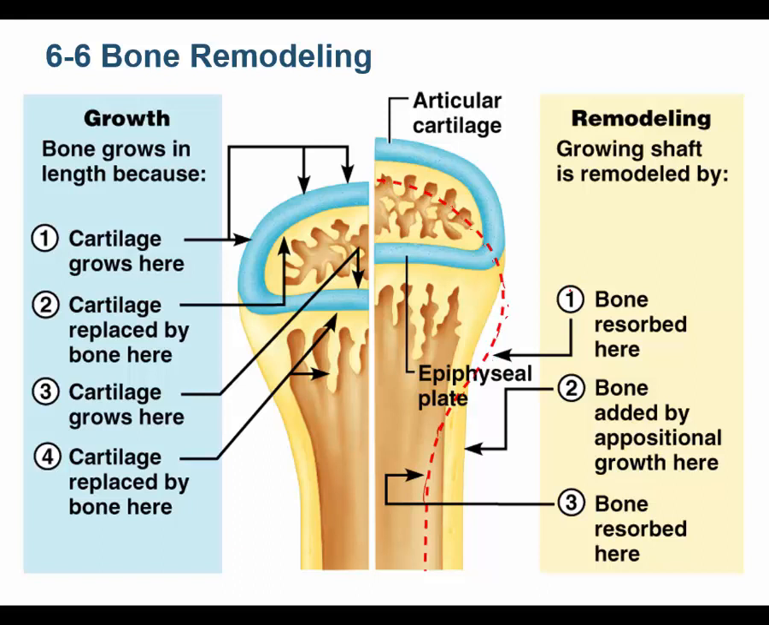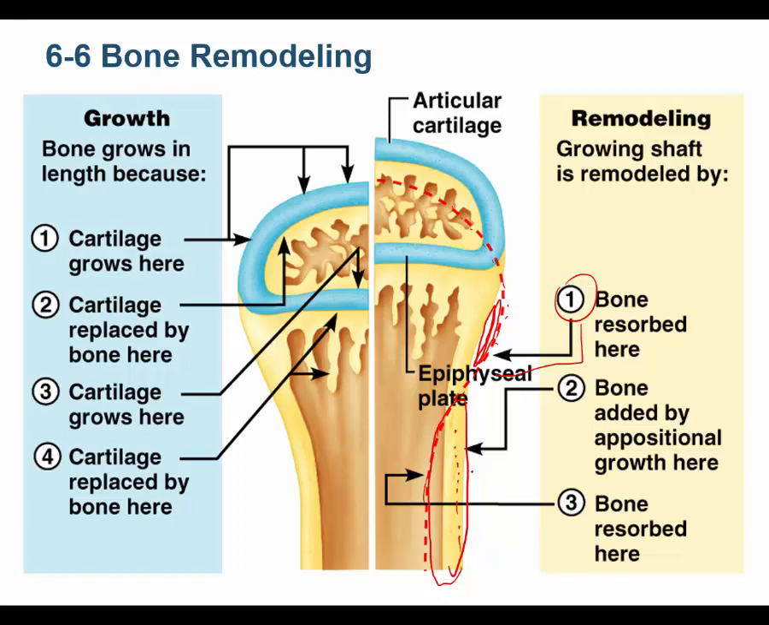That's why you can see, number one, bone is resorbed here. And then we resorbed all of this bone right here. And then we built it up right here. And we did some appositional growth right there. So in other words, we changed the shape of the bone. We modified the shape of the bone slightly.